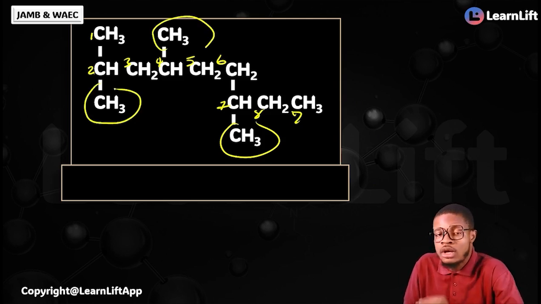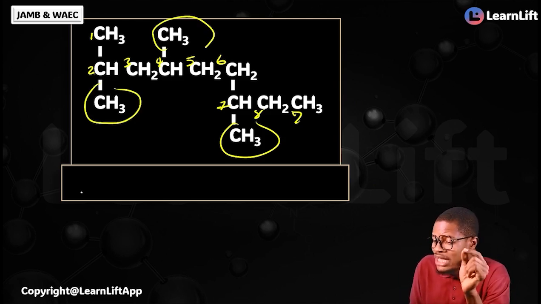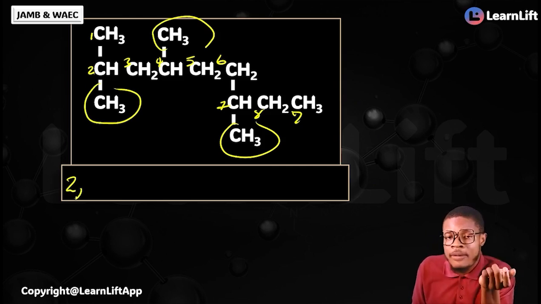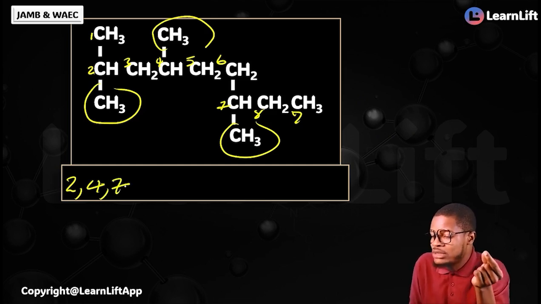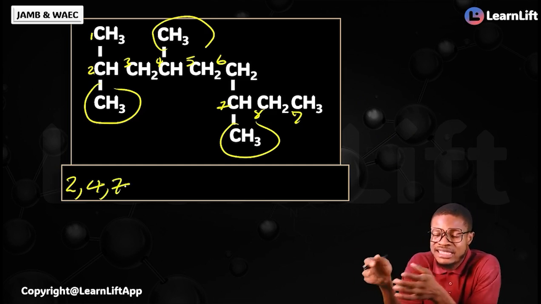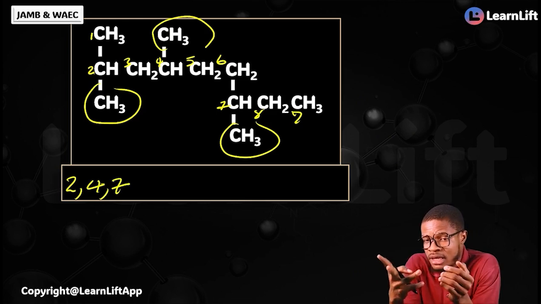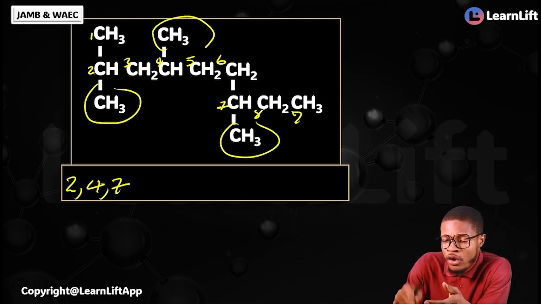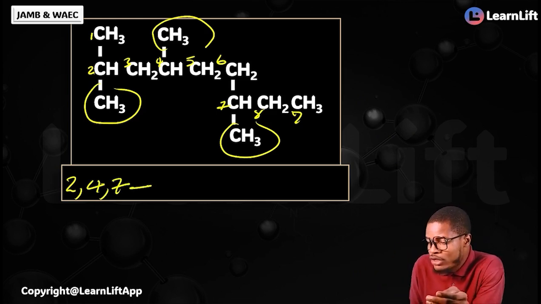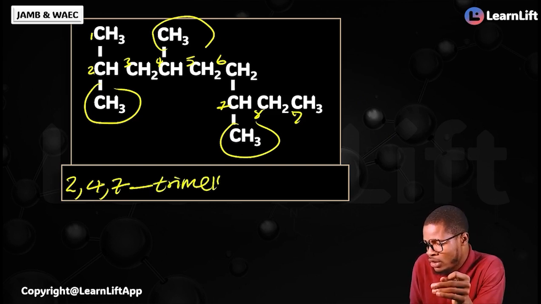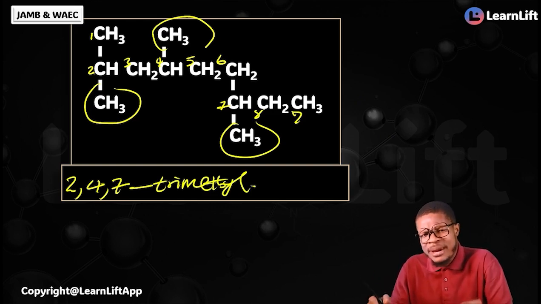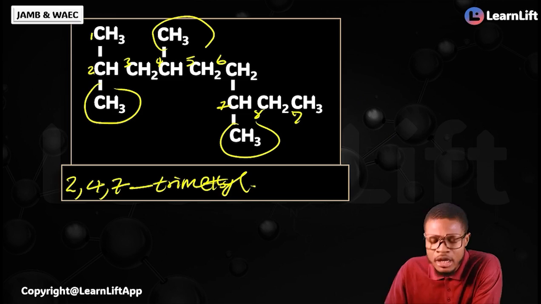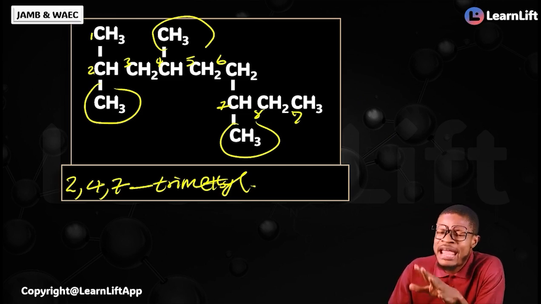Substituent, substituent. So what's the name of this? If you watch, at carbon 2, there is methyl. At carbon 4, there is methyl. At carbon 7, there is methyl. Methyl, that is the substituent, is how many times there? 3 times, right? That means 2, 4, 7. How many are there together? That's 3 methyl. That will form trimethyl. Because methyl is occurring 3 times. 2, 4, 7 trimethyl.